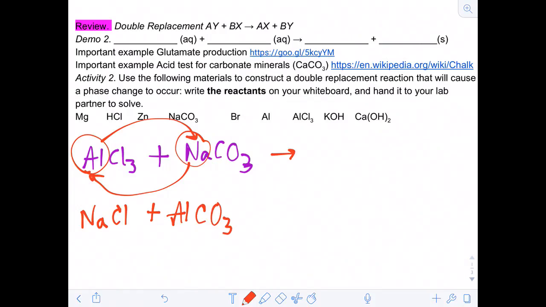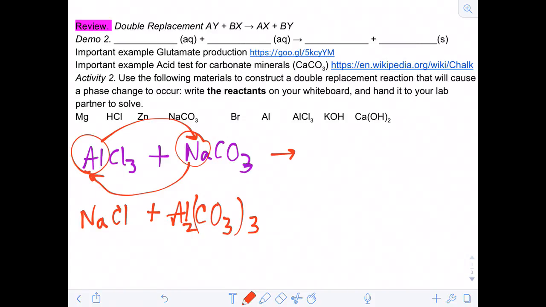How many carbonates would you need? If aluminum is in group 13, how many carbonates would you need? Need 3, exactly. And if carbonate has a 2 minus charge, how many aluminums would you need? 2, exactly. So that's aluminum carbonate.